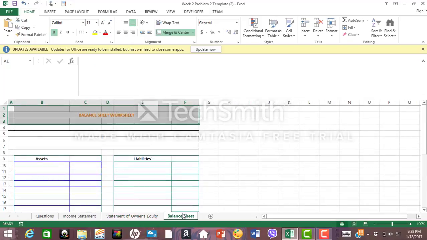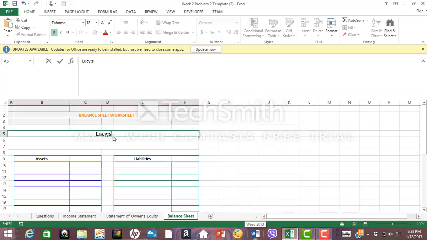And then you have a balance sheet. And a balance sheet is very similar. Again, we start with the actual name, which is Lucy's Delivery Service. And then the second one would be balance sheet. And the third one is as of October 30th of 2011. Now keep in mind the balance sheet is only for one day, so you can have balance sheets every single day, whereas the income statement and statement of owner's equity is for a month.